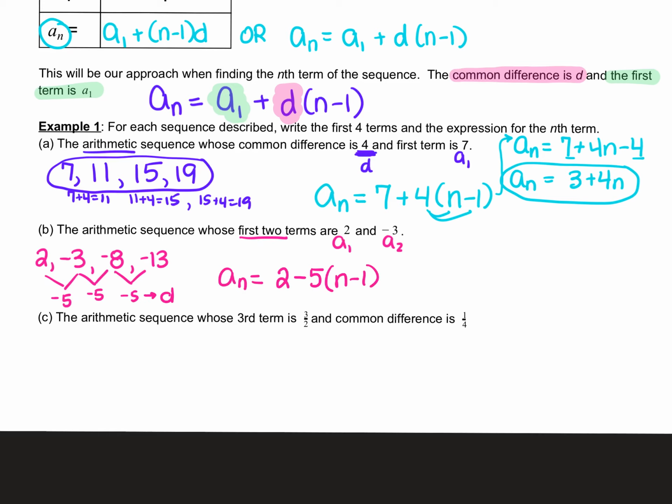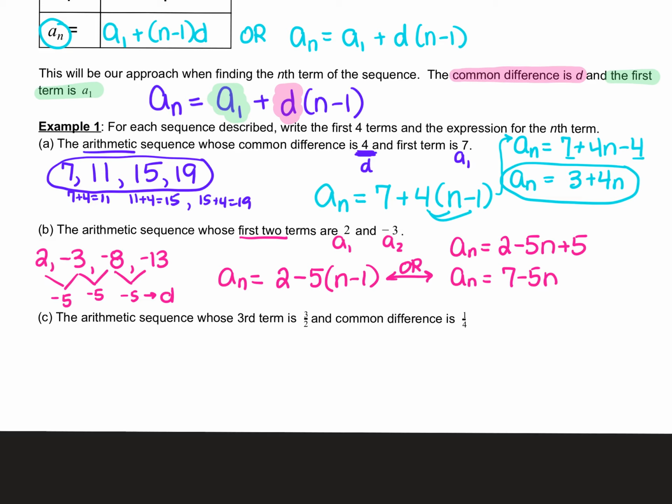If you wanted to simplify it and write it with no parentheses, we can do that over here to the side. We'd have a sub n equals 2, distribute the negative 5. And what you end up with is this. So either one of these is acceptable for your expression. It just depends on what you want to see in your expression. Do you want to see term 1 or do you want to see term 0? You choose.